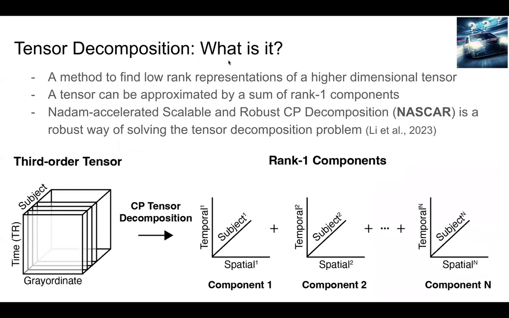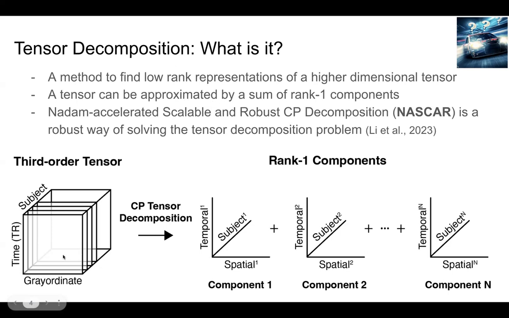You may not have heard of it before. Basically, it is a method to find low-rank representations of a higher dimensional tensor, where a tensor can be approximated by a sum of rank 1 components. In practice, if we're thinking about our fMRI data with one subject and one run, you can think of it as a time course over our brain space. In this case, it's grayordinates because we're working with CIFTI data, but that's one subject, one run.